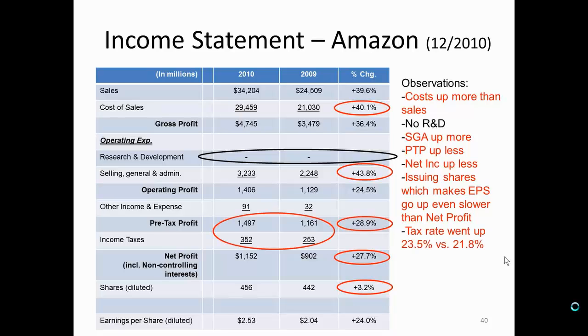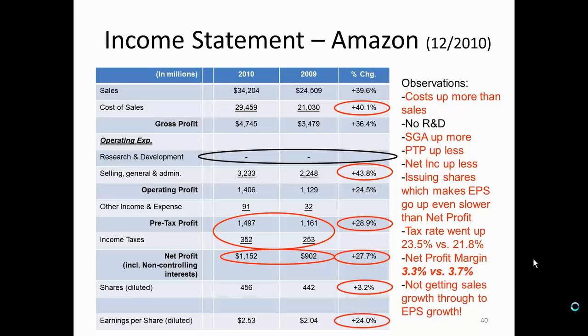When we look at their tax rate, it actually went up last year from 21.8 in 2009 to 23.5. Their net profit margin, instead of going up like Walmart's, actually went down by almost 0.5%. And again, it's interesting to notice that they are in the same region as Walmart, but significantly lower than Apple.